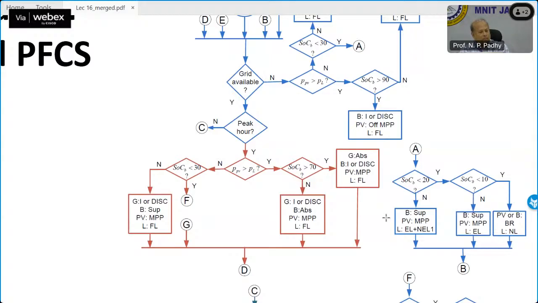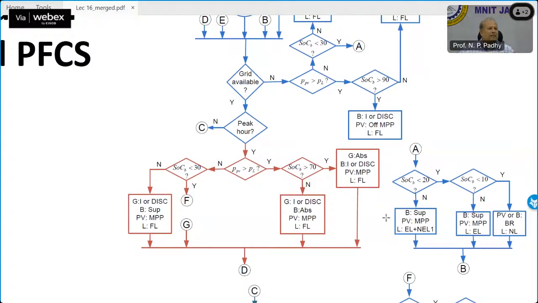And the grid, what is G? Grid. What is I? You are not doing anything because you are managing your own family now. Forget about helping others. And then B is basically battery, which starts supplying. What is PV? It will supply maximum because it is not enough. And the L will be load, operating with full load.